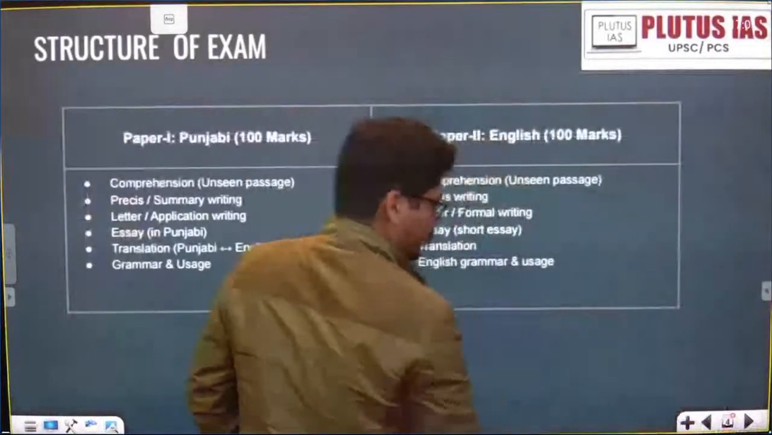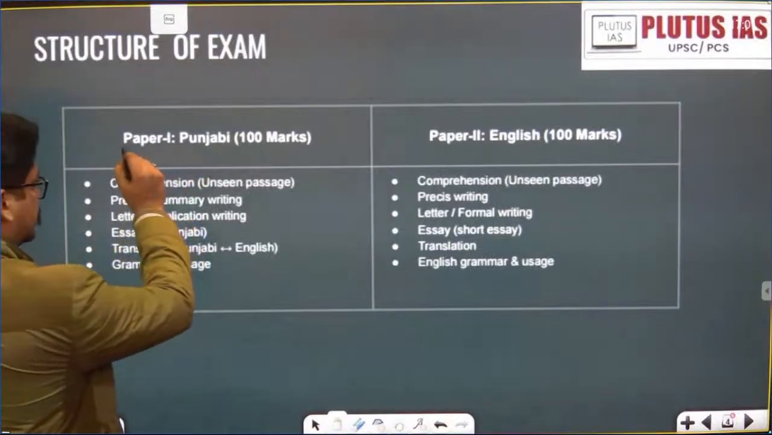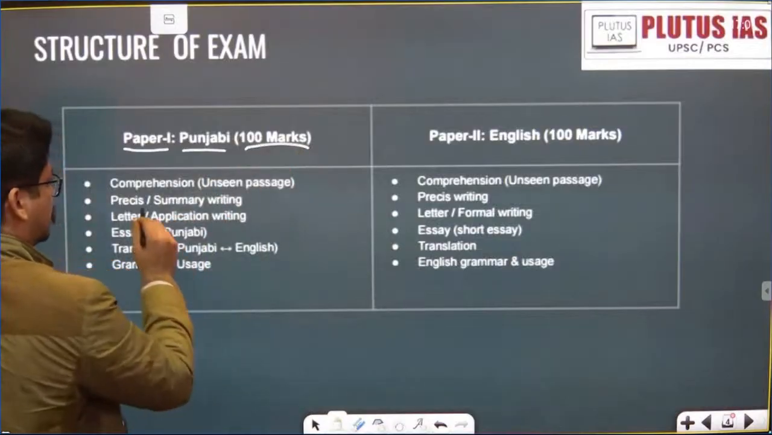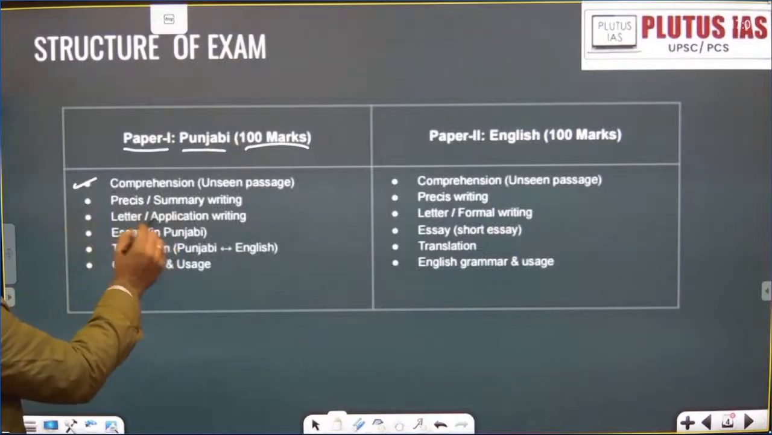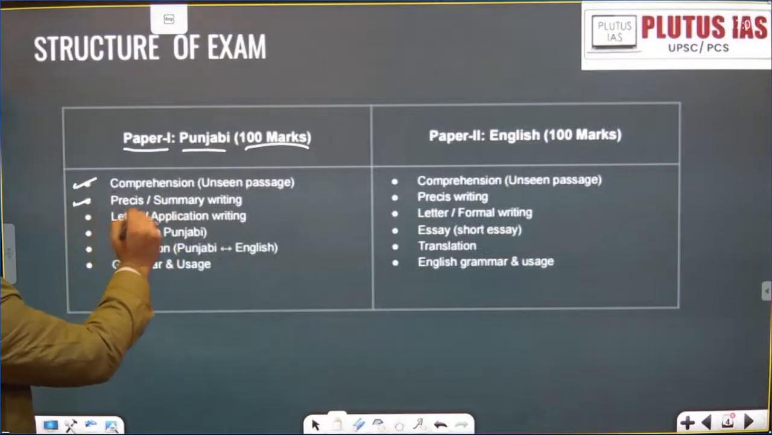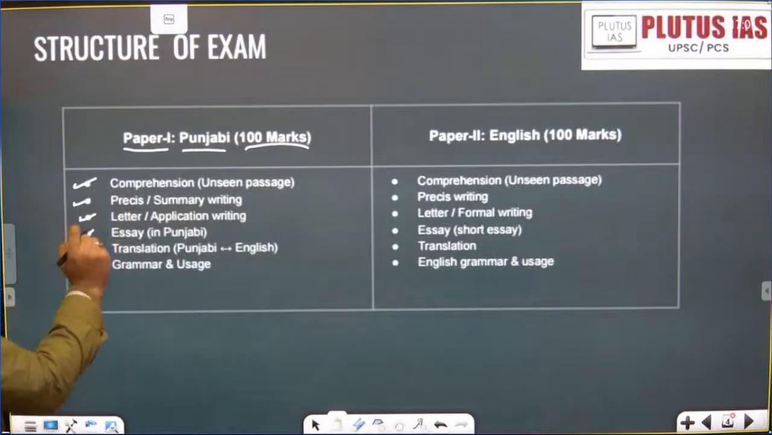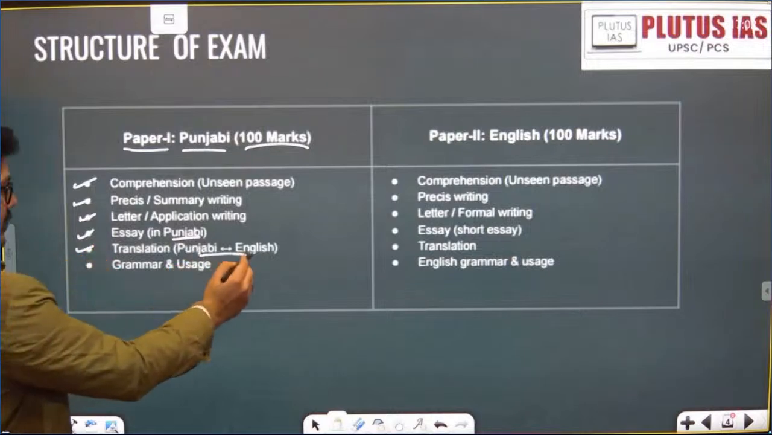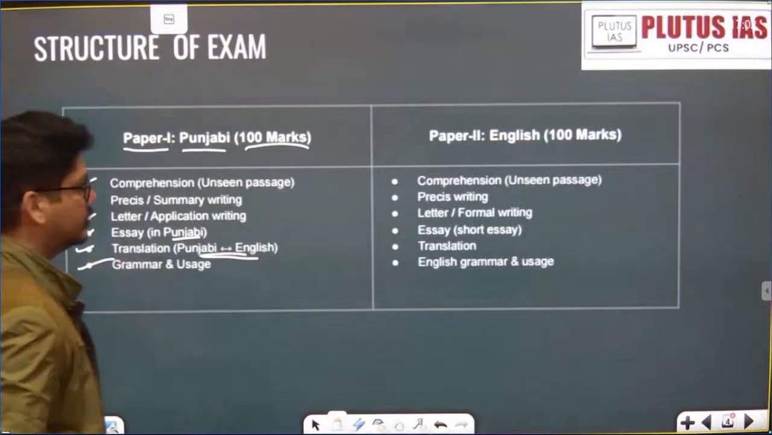In the next slides, we're going to discuss each and every exam in detail. First, paper 1, Punjabi compulsory. It is of 100 marks. You will be attempting comprehension in the Punjabi language, precis summary writing, letter and application writing, and an essay. You have to write an essay in the Punjabi language. Translation from Punjabi to English and English to Punjabi, and some questions regarding grammar.